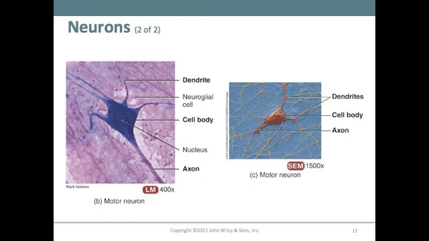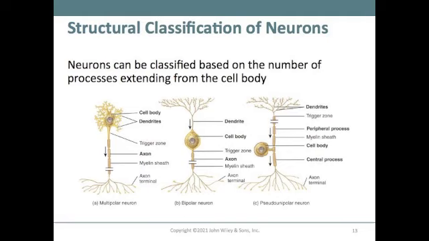By the time we're done with this lecture, you should understand how the nerves, the neurons actually work, and how, if I was playing baseball and got a line drive hit to me, how my senses can tell me to move my glove over here and catch the ball. So let's go through some structural classification of neurons. This is figure 12.3 on page 424. Neurons can be classified based on the number of processes extending from the cell body.